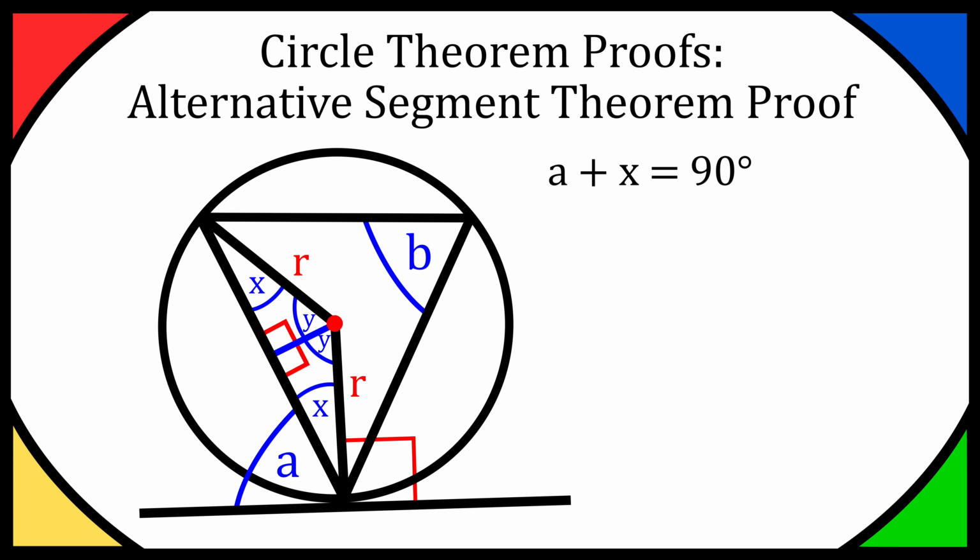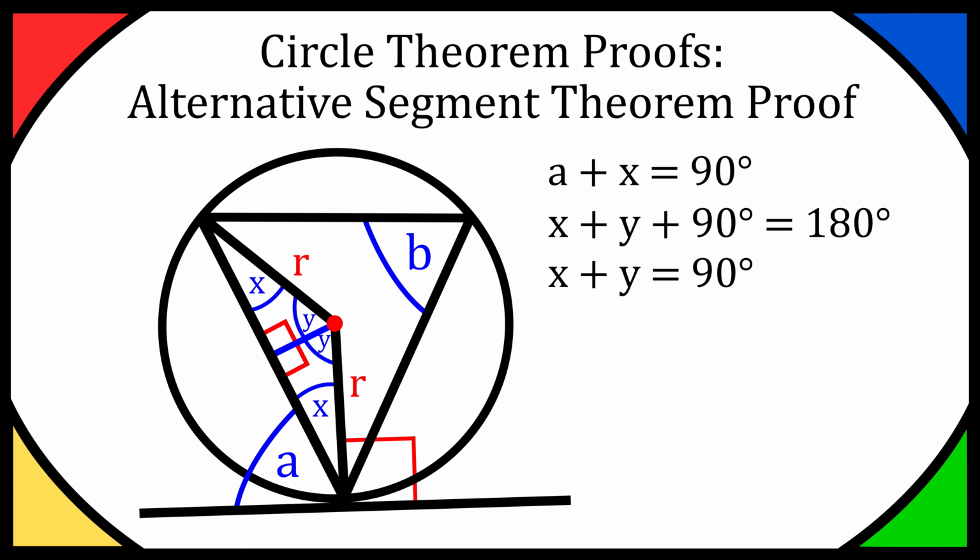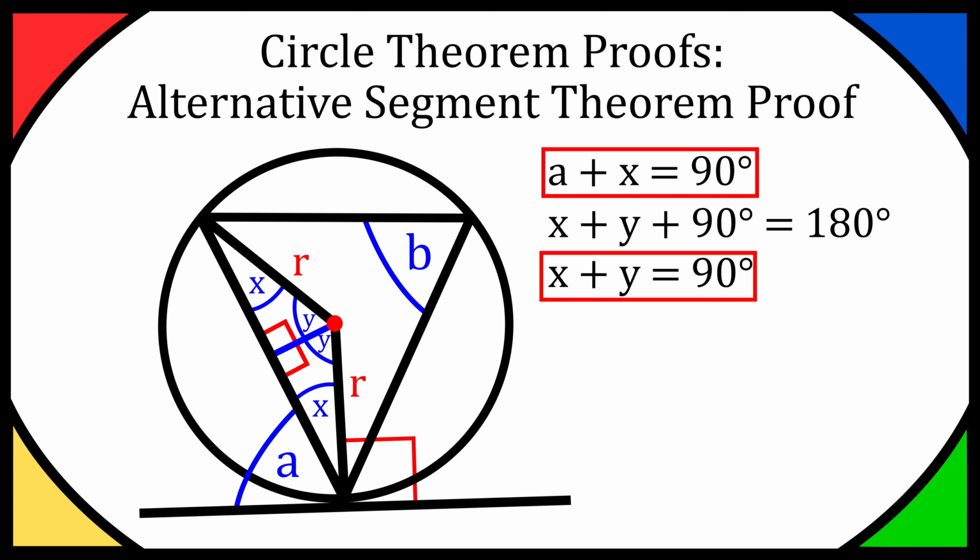up to 180 degrees. So x plus y plus 90 degrees is equal to 180 degrees, and if we simplify that second expression we get x plus y is 90 degrees. So from here we can see that these are very similar, so a plus x is equal to 90 degrees and x plus y is equal to 90 degrees. So inferring from that we know that a is equal to y.